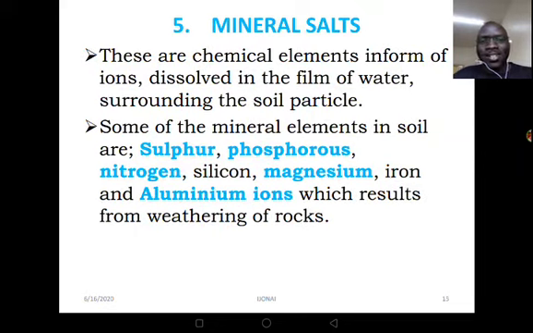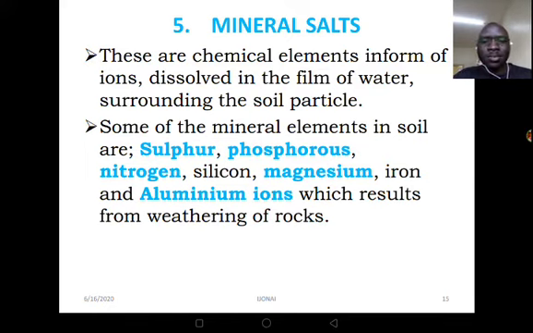Great, thank you. So we have looked at water, we have looked at humus. Allow me to go through another component of soil, and that is mineral salts. So what are mineral salts? Members, these are chemical elements in the form of ions dissolved in a film of water surrounding the soil particles. So mineral salts, you cannot just get them in the soil. They are always dissolved in the water which is found in the soil.